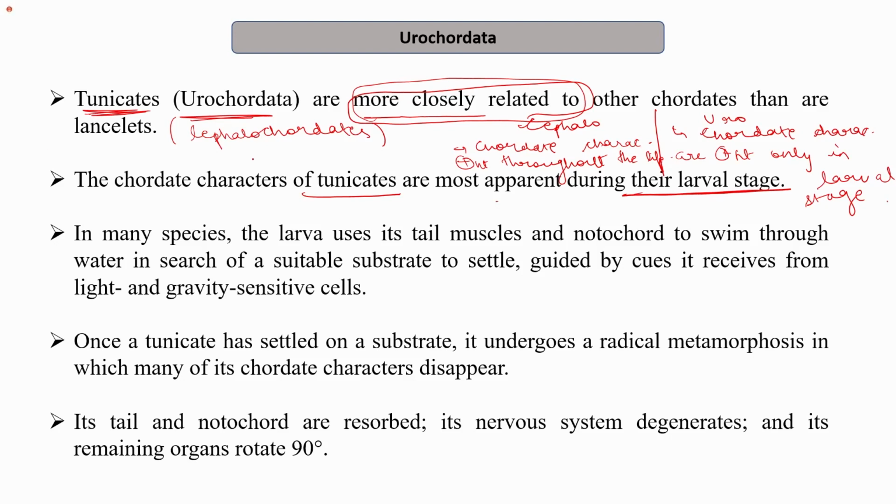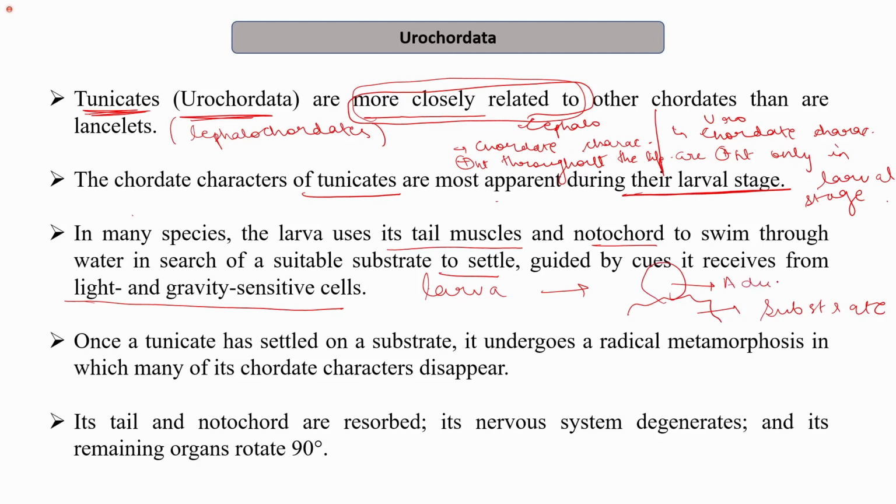So in many species, the larva uses its tail muscles and notochord to swim through water in search of a suitable substrate to settle, which is guided by the cues it receives from the light and gravity sensitive cells. So it is light and gravity sensitive cells, and once the larva finds a substrate, it settles there and develops into an adult. So in the adult stage, they are mostly sessile, sedentary.